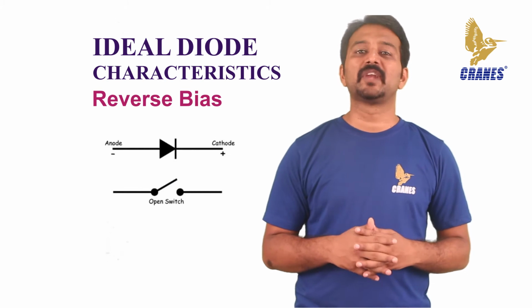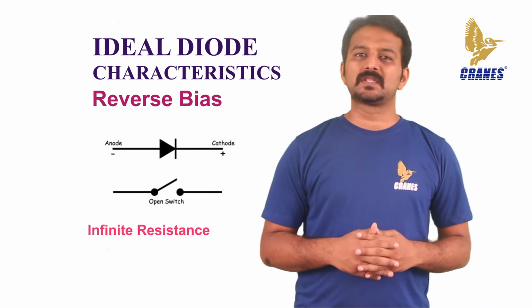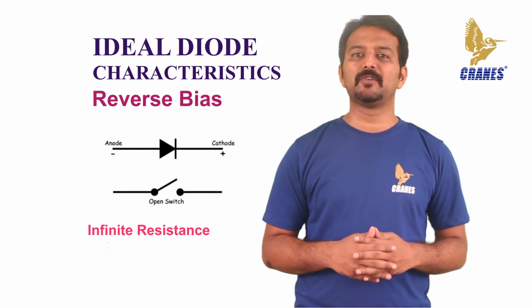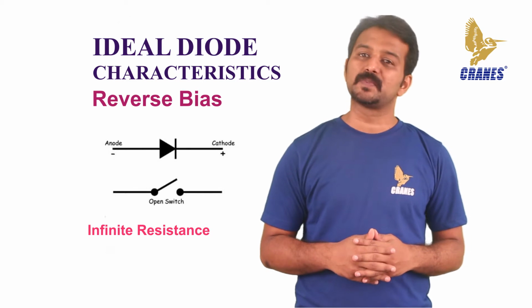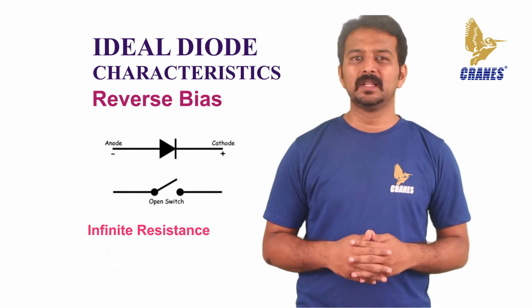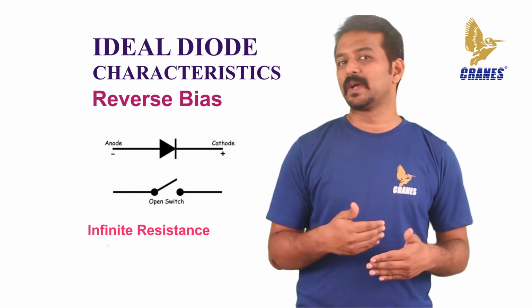The characteristics of an ideal diode when it is reverse biased. The first one is the infinite resistance. An ideal diode is expected to fully inhibit flow of current through it under reverse bias condition. In other words, it is expected to mimic the behavior of a perfect insulator when it is reverse biased.